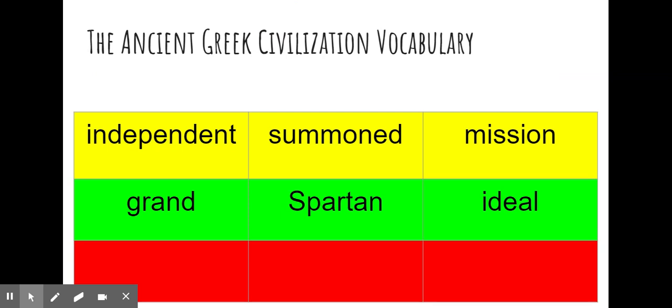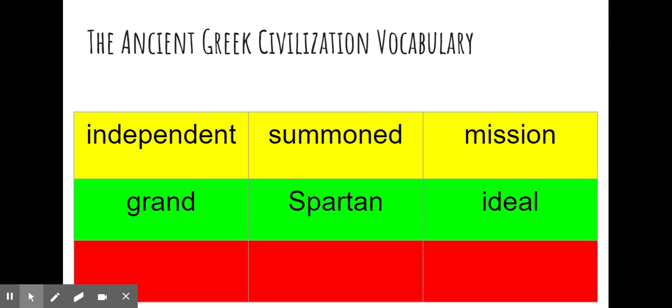Before we get into Athens, let's go over our vocabulary words from this unit. Again, I will read the words, you will repeat it after me. Independent, summoned, mission, grand, Spartan, ideal.